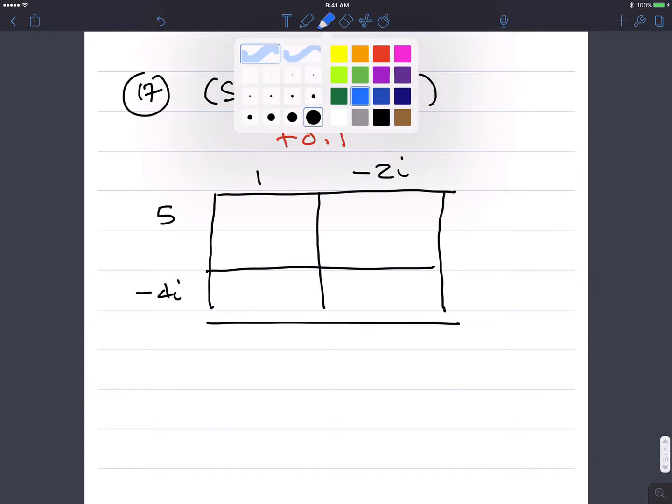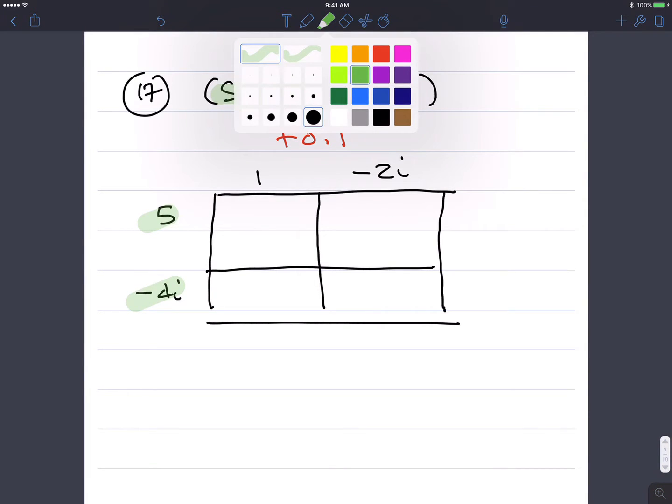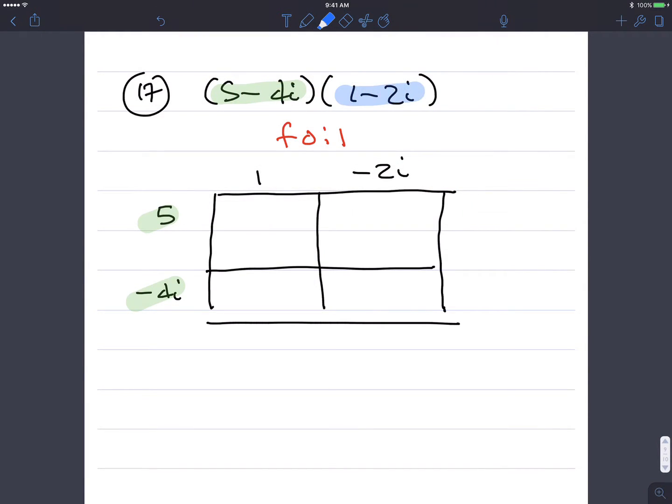In case you forgot, my 2 rows, my 2 columns. We're going to multiply every row with every column. So 5 times 1 is 5. And if we want to be careful, we'll go through every detail. 5 times 1, 5 times negative 2i, negative 4i times 1, negative 4i times a negative 2i.